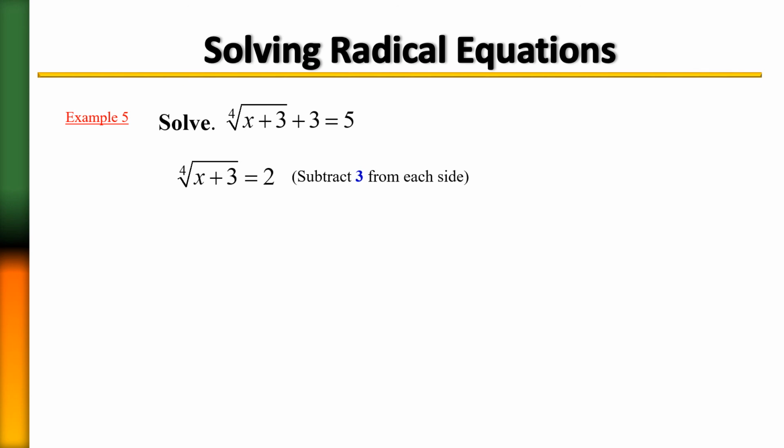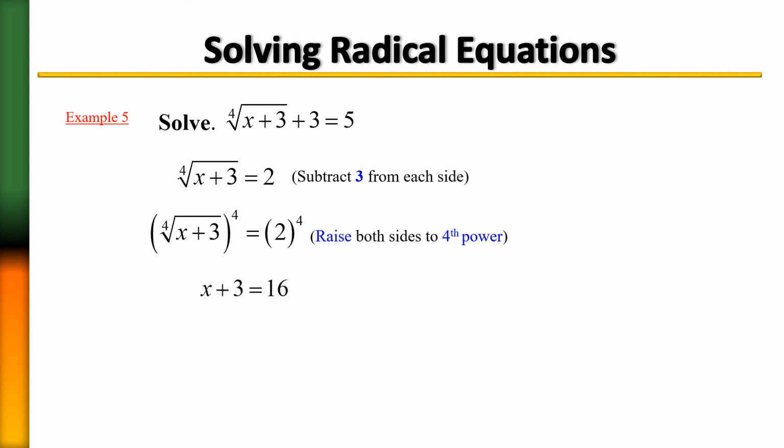Let's go ahead and do that. Whatever you do to one side, you do to the other. On the left side, that allows me to bring down x plus 3 all by itself. And on the right side, when I multiply the number 2 four times, I'm going to get 16. One last step to solving this equation is to subtract 3 from each side, and x equals 13.